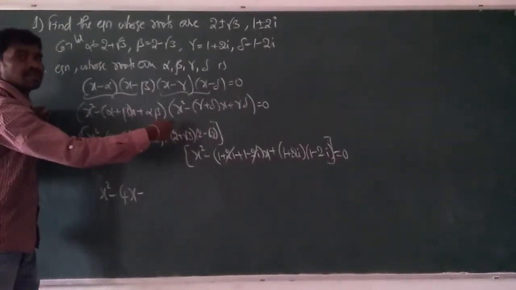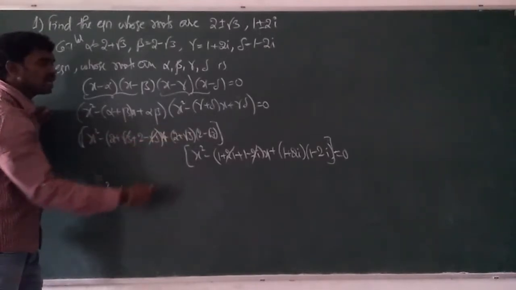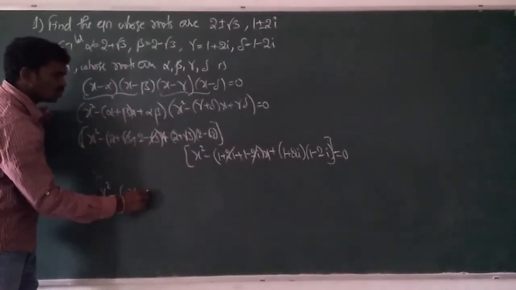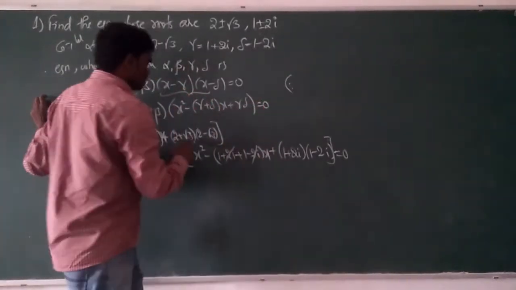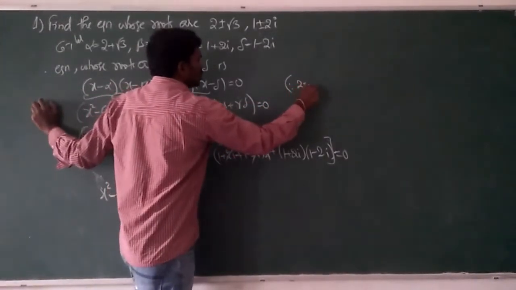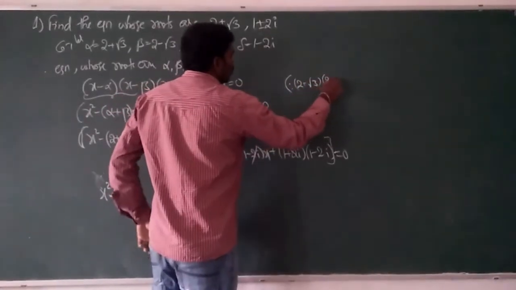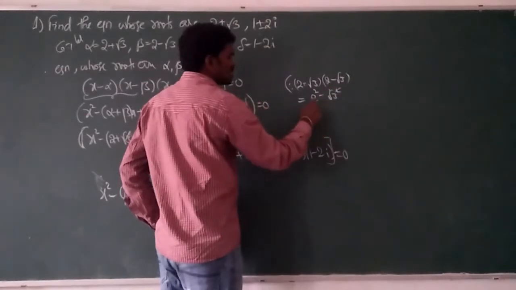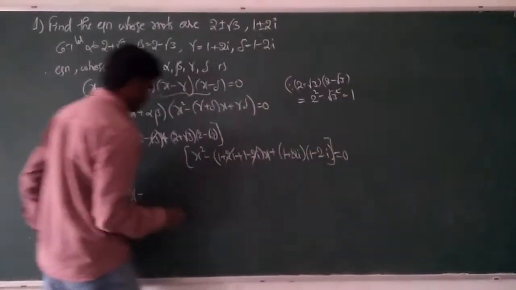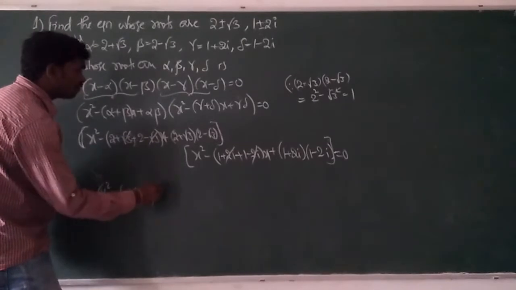So we get a square minus b square, means 2 square minus root 3 square. Here I am doing a plus b into a minus b, means 2 plus root 3 into 2 minus root 3, which is equal to 2 square minus root 3 square. Squares will cancel. 4 minus 3, how much? 1. So simply I am writing 1 instead of that.